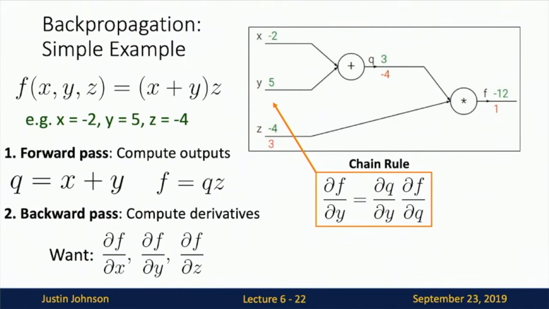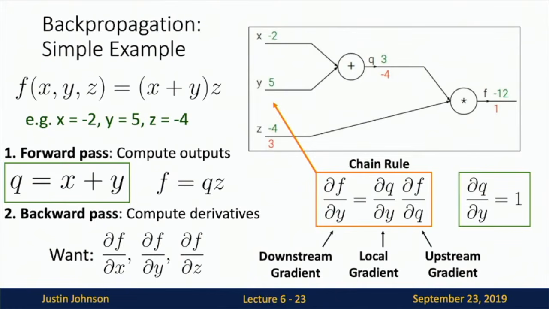Now, in the context of neural networks, these three different terms in this equation have particular names that we'll use over and over again. So this left-hand term, df/dy, we'll often call the downstream gradient, because this is the value of the derivative that we're computing at this step in the process. This value dq/dy is going to be called the local gradient, because this is the local effect of how much this value of y affects this next intermediate output q.